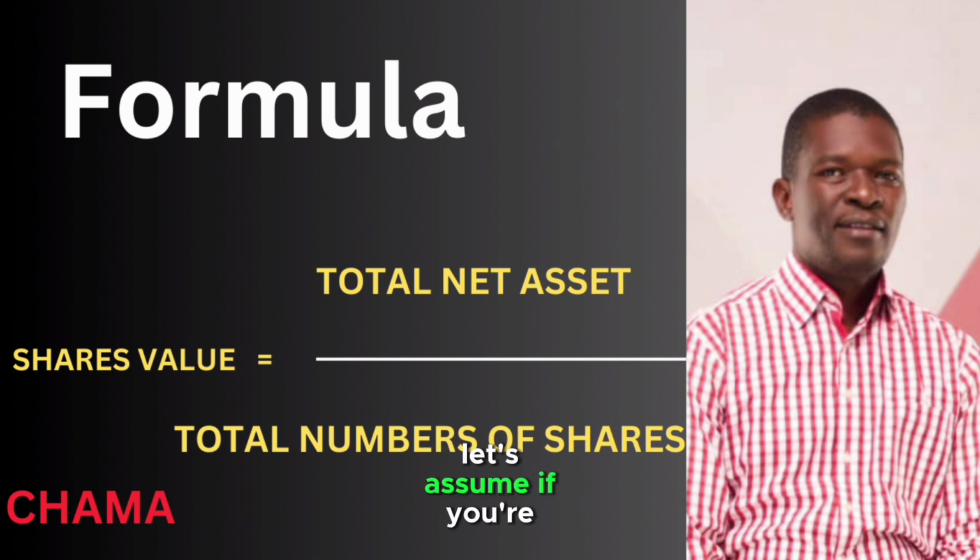Let's assume you are starting a CHAMA and each member is contributing 1,000 as the price of one share, and in your CHAMA you are 10 members. If each and every member buys one share, they each contribute 1,000. So the value of one share will be the same as the price of that share.